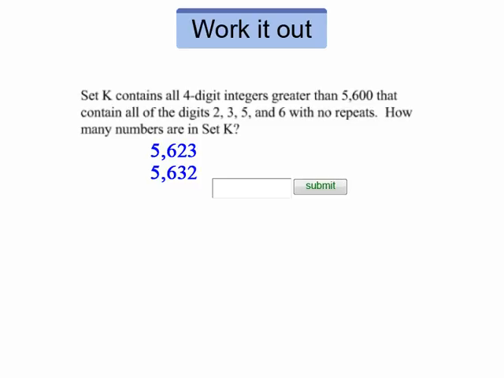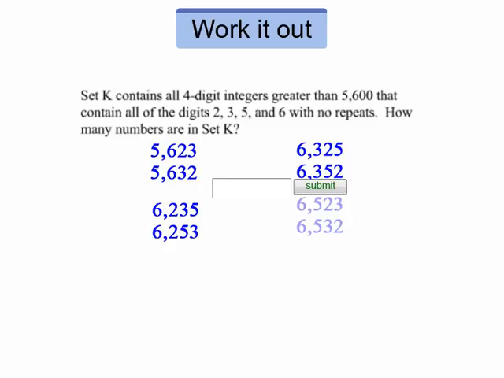Let's see what we can do with 6. Well, we can do 6,235, 6,253, and then we can repeat that with the 3: 6,325, 6,352, and 6,523, and 6,532. So we've got a total of 8 combinations.